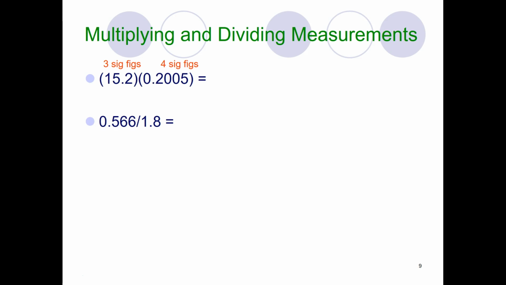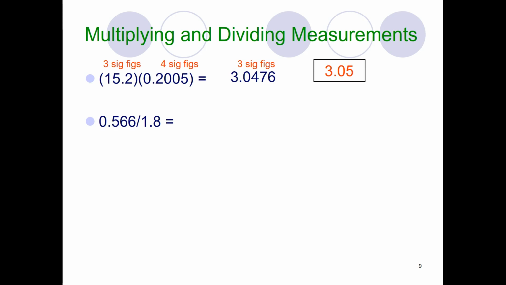Before I even grab my calculator, I know that my answer needs to have 3 significant figures, because 3 versus 4, 3 is smaller. So I grab my calculator, 15.2 times 0.2005. That's the whole thing that comes up on my calculator. Great, but now I need to make sure it only has 3 significant figures. So I'm going to keep the 3 and the 0 and the 4, but I'm going to have to round the 4 up to a 5, so my final answer will be 3.05.